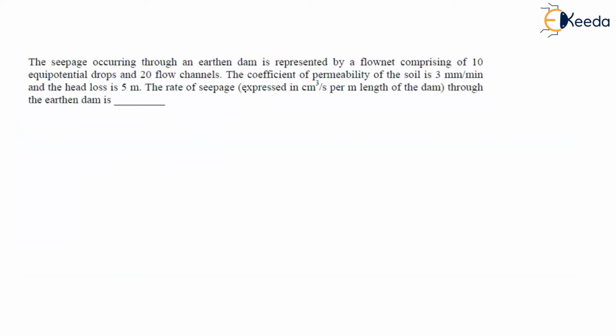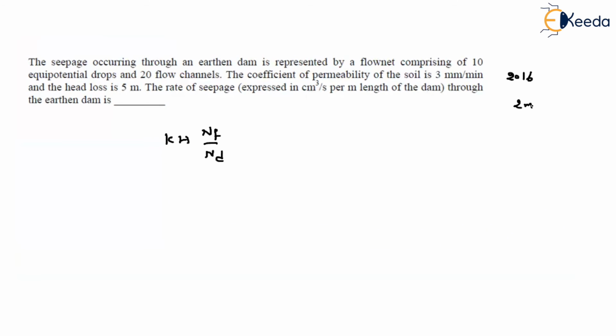Move on to the next. Let us read the question. The seepage occurring through an earthen dam is represented by a flow net comprising 10 equipotential drops. Here they have directly given 10 equipotential drops, 20 flow channels. The coefficient of permeability is also given. Head loss is also given. They are just asking about the seepage. Again, the same formula, that is K into H into NF by ND. So this is the question they asked in 2016 for 2 marks.